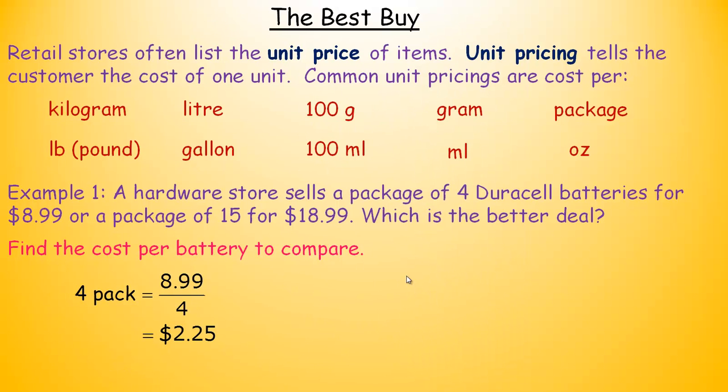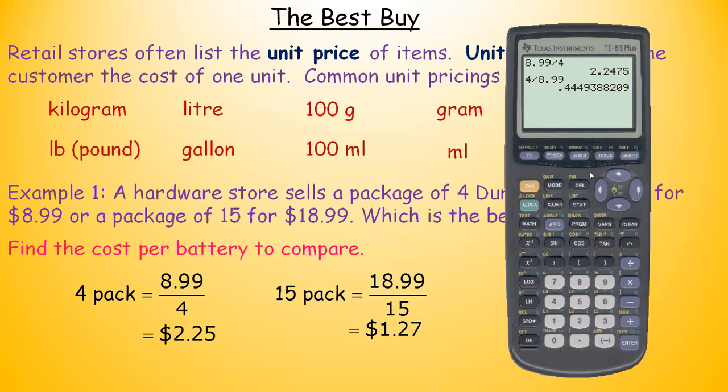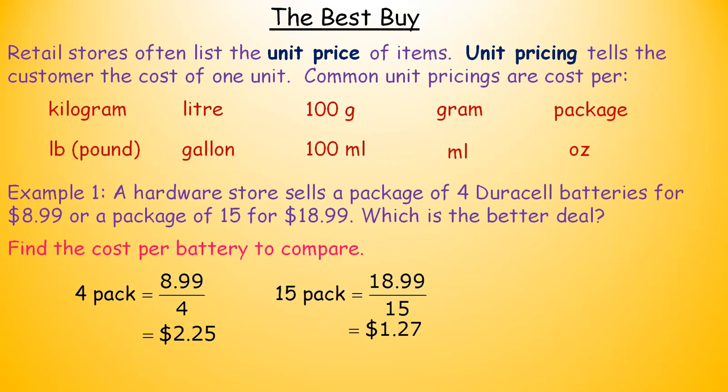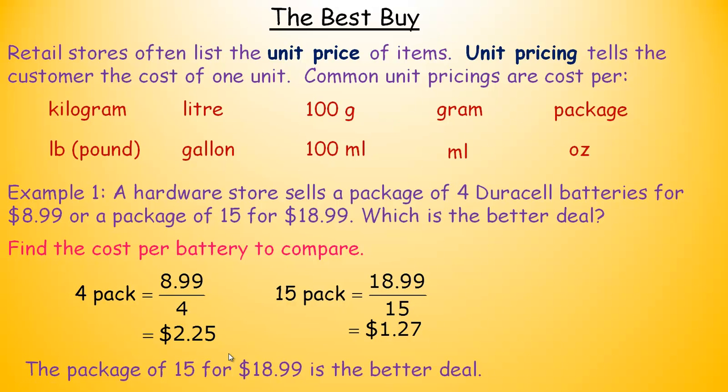So the second one here, the larger package, is $18.99, and there's 15 of them. And so we'll divide that. So I'll do this one too. $18.99 divided by 15 batteries. So again, it's money. We want to round to 2 decimal places. This 6 would make that 6 round up to a 7. That's why it's $1.27. And so we can see that the larger pack is almost $1 more per battery. Very close. So the package of 15 for $18.99 is certainly the better deal.